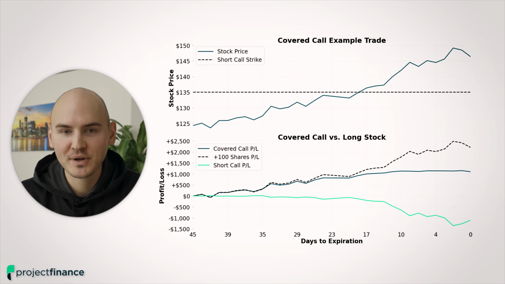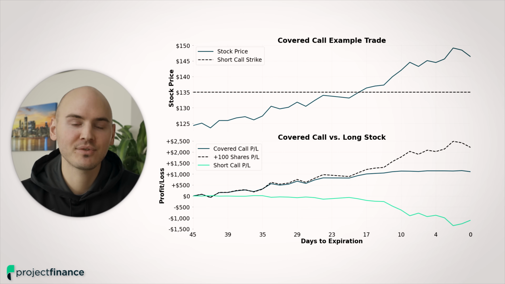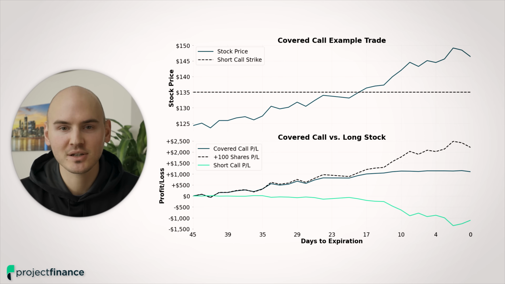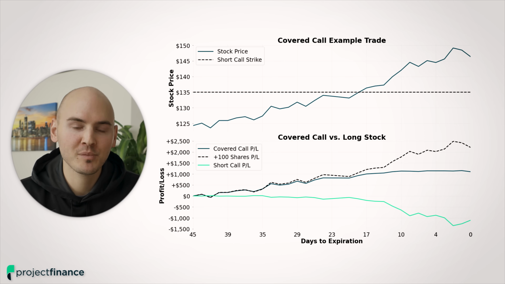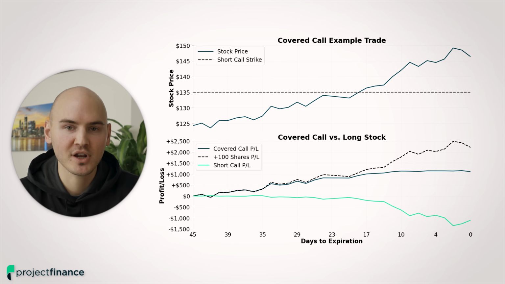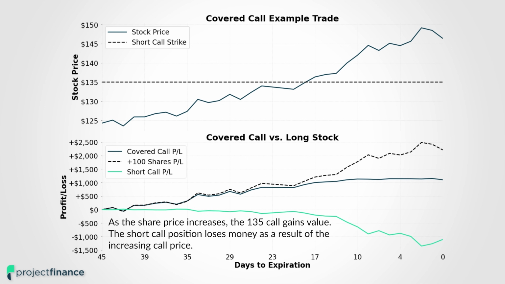As illustrated in this graph, we can see that the stock price increases very steadily over the entire duration of the trade, going from the entry price of $125 per share up to about $145 per share by the end of the trade. And on the bottom portion of the graph, we can see that the short call loses money for us as the stock price increases, and that's because the call option is increasing in value. And if we short a call option and it increases in price from the price that we sold it for, we are going to see losses on that portion of the trade.